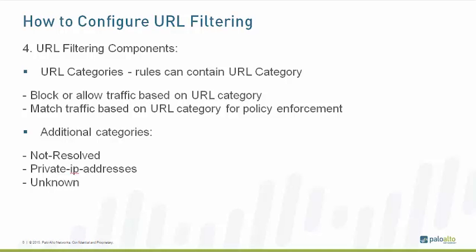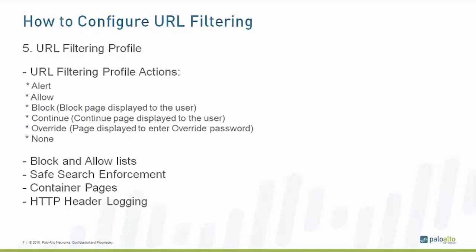In addition to the standard URL categories, there are three additional categories: not resolved, private IP addresses, and unknown, and these will show up whenever the normal 60 or so different categories are not going to be listed. Next, the fifth step is URL filtering profile. The URL filtering profile has certain actions when different categories are identified.